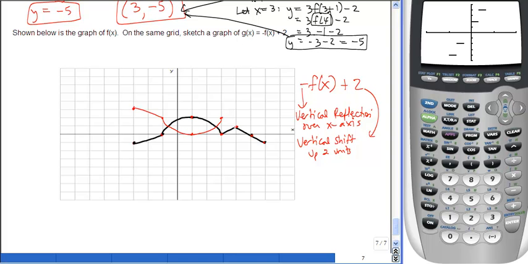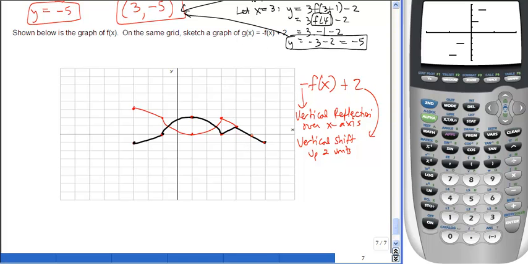Let's go to this point. When I reflect it over the x-axis, it goes to here. And then when I shift it up 2 units, look at where it ends up, right back where it started. So between these 2 endpoints was a straight line, so between these 2 is a straight line.